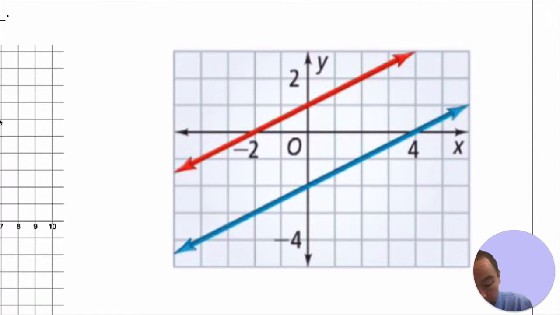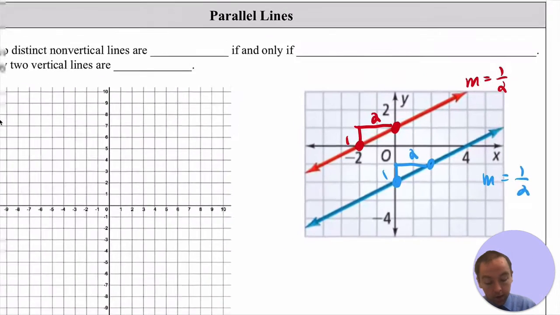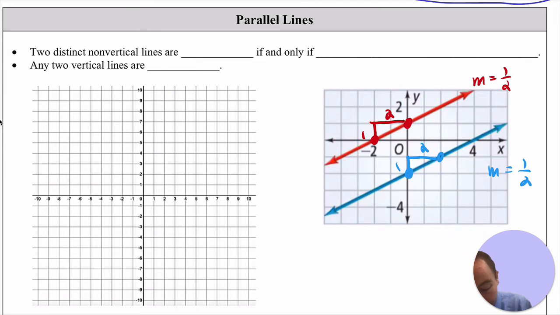So if you found the slope of this red line right here, you can see that it's going to have a rise of 1 for every 2 units of run, so the slope there would be 1/2. And then you have to check the slope of the blue line, so it does turn out that also you do have a rise of 1 and a run of 2. So therefore, now that we've actually shown that the slopes are the same, then you can prove that the lines are parallel.